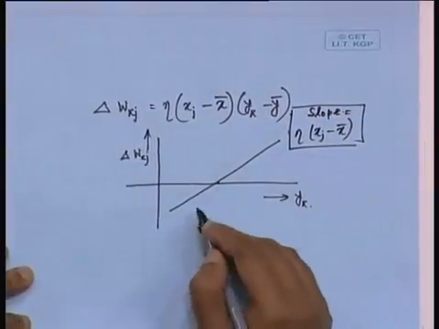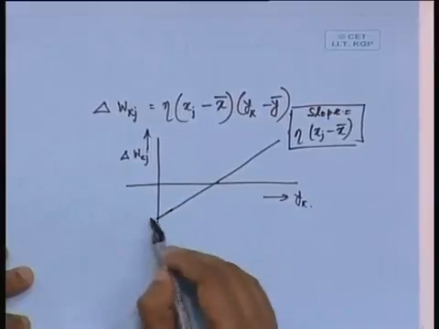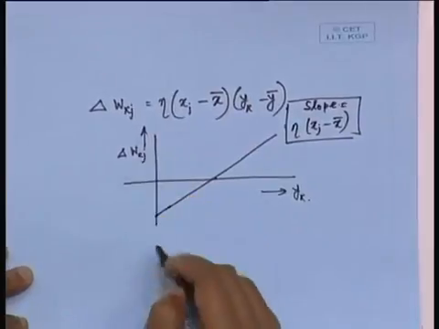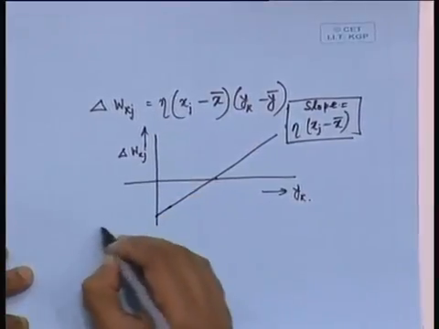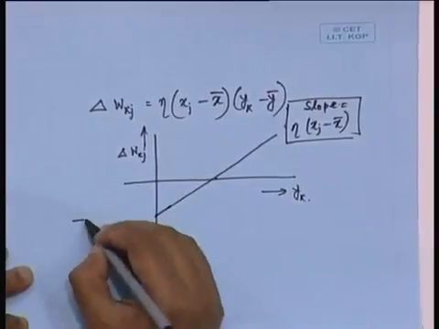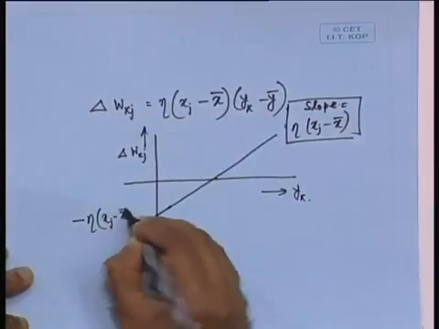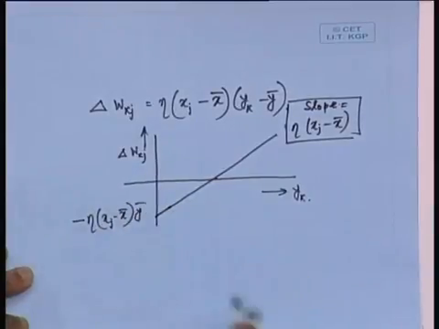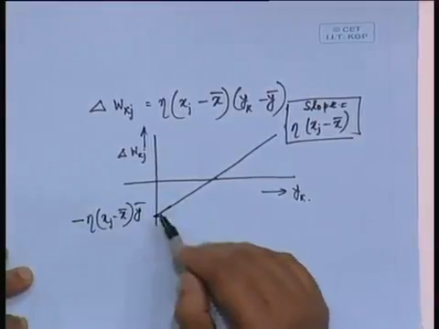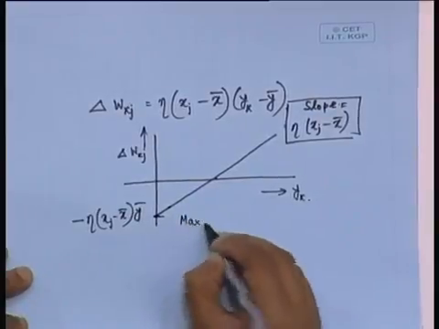And this straight line, when you draw it fully, should intersect the y axis at which point? It is going to intersect it at minus eta times Xj minus X bar times Y bar. That is good, right. So, it is going to intersect over here, and this is going to be our maximum depression point.